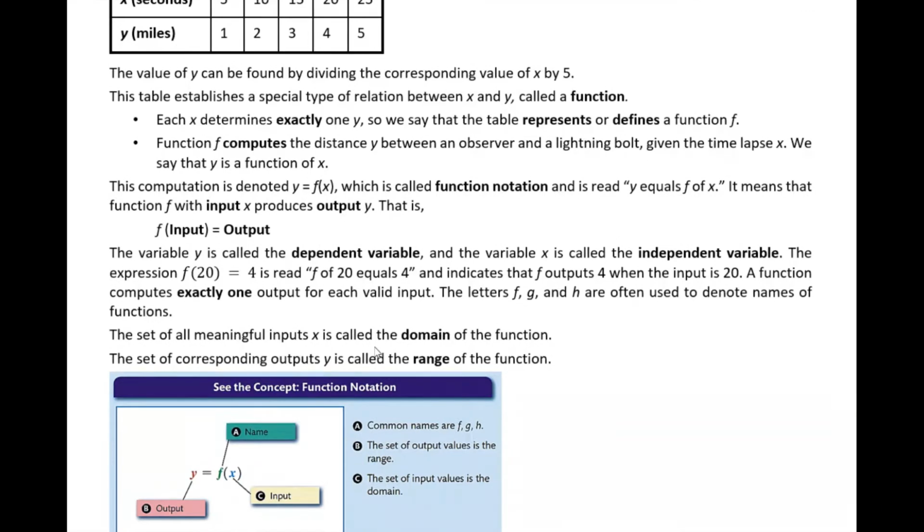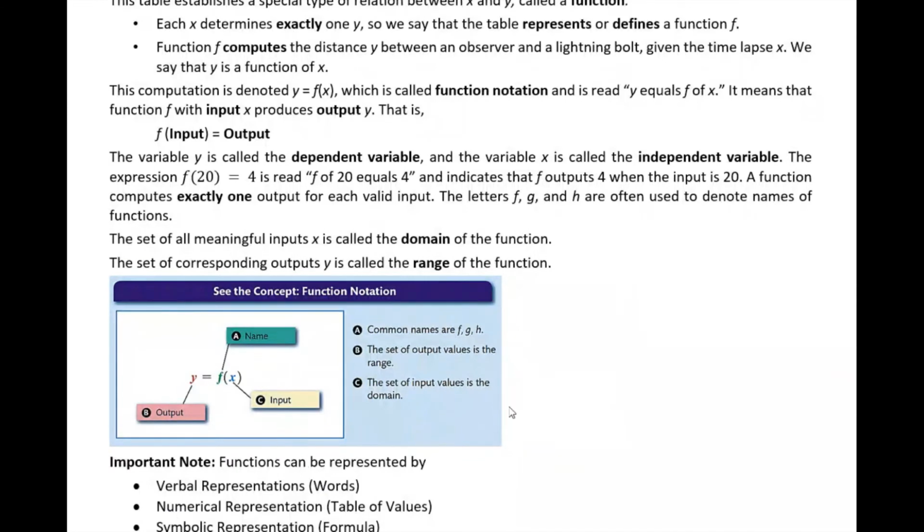All the meaningful inputs are what we call the domain, and all the outputs are what we call the range of the function. I'm going to go into that detail in upcoming examples. And I put this nice diagram, which explains that x is the input, f is the function's name, and y is the output. That's how we denote it.